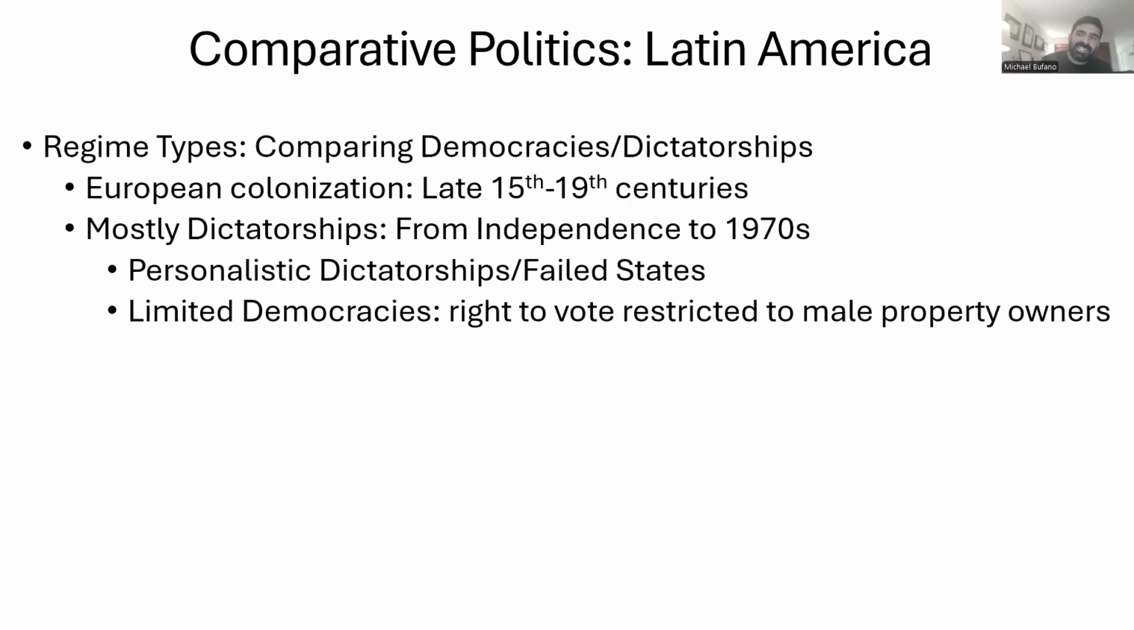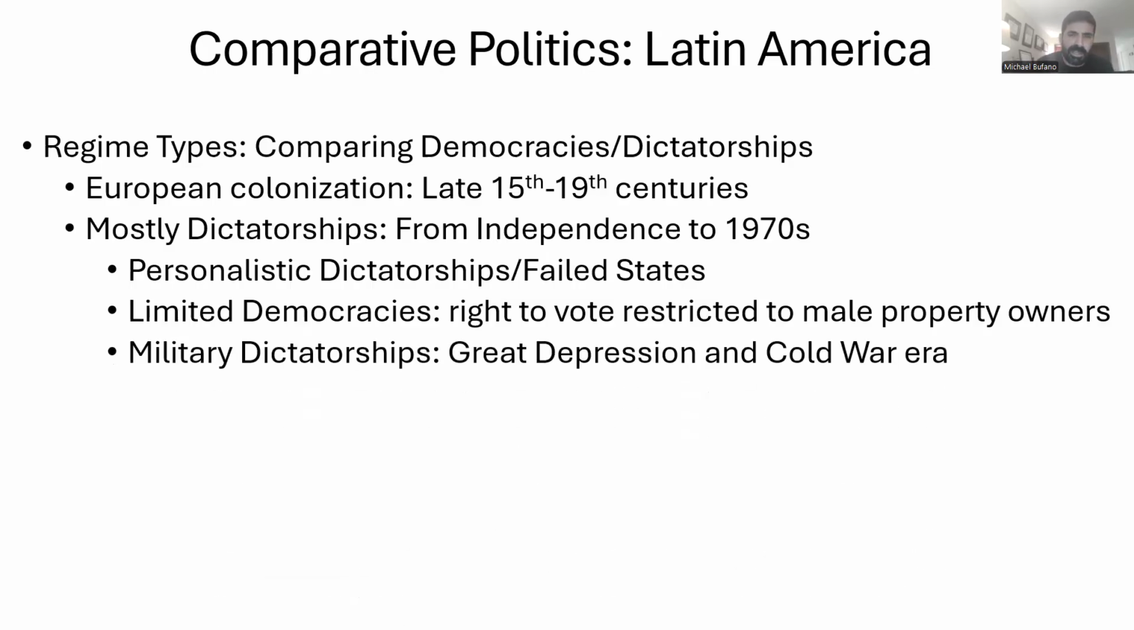Now, by the late 19th century, some stability did begin to emerge in Latin America. Some countries transitioned to these limited forms of democracy, where the right to vote was mainly restricted to male property owners. So we get what are called limited democracies throughout Latin America in the late 19th and early 20th century. There were also some military dictatorships. A lot of these countries' governments were propped up by the United States. They're called banana republics. We're going to talk about them more later in the semester.